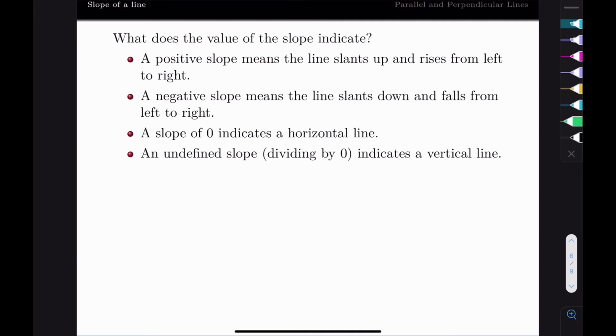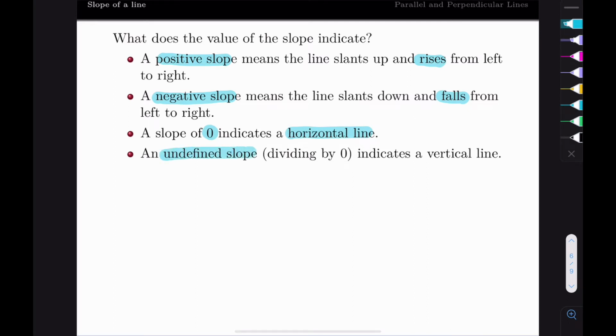So now the slope of the line gives us a little bit of information about what the graph looks like. If we have a positive slope, that means it's going to be rising as you read the graph from left to right, same as you read a sentence. A negative slope means the line is going to slant down and it's actually falling. A slope of 0 is going to be a horizontal line, just like that last example.